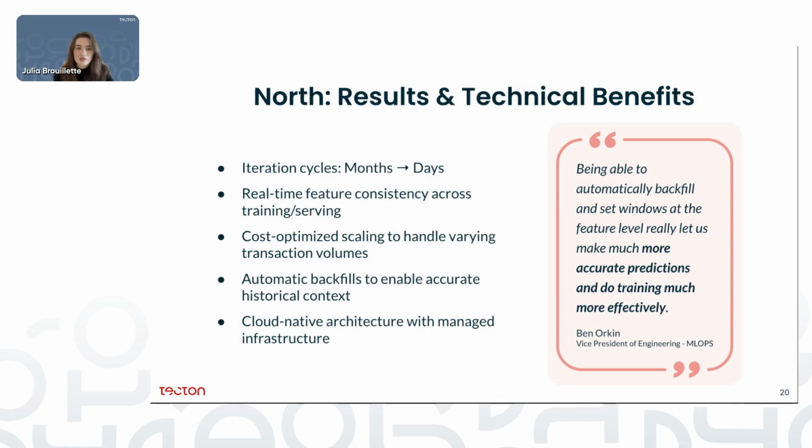They've got their features consistent between training and production, which not only solves a massive headache, but ultimately means their models can be more accurate, which is the ultimate goal. And they can handle different transaction volumes without over-provisioning, which saves costs. And they finally got this really historically accurate training data. Their VP of engineering actually said this made their predictions a lot more accurate. So that's what this is all about.